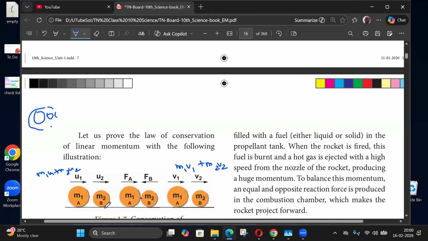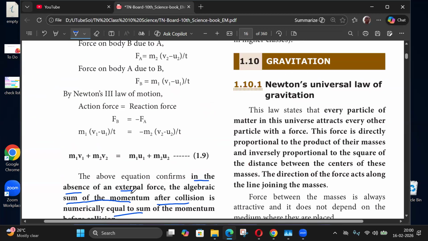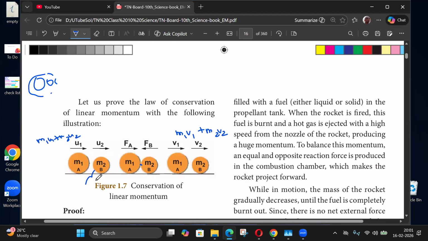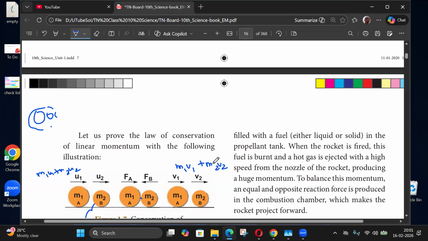So there is no friction here on the surface. The only force is while colliding, but that's the internal force between A and B. A and B are within the system, right? Not outside. So in this case, the external force is zero. So the momentum of the system is conserved. The initial momentum of the system is M1 U1 plus this one, and that's equal to M2.